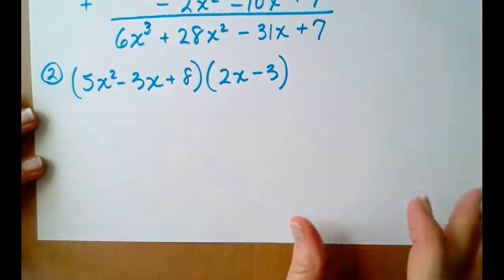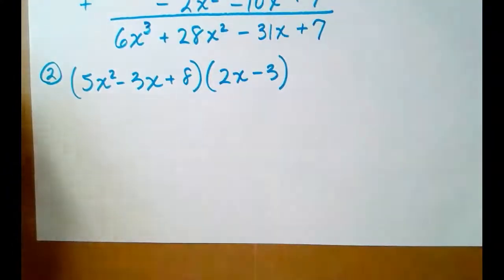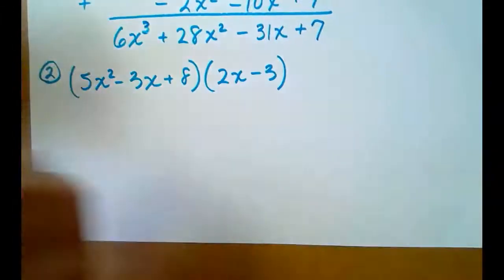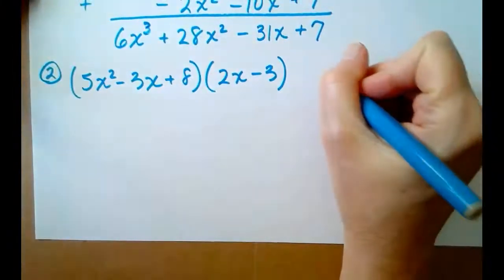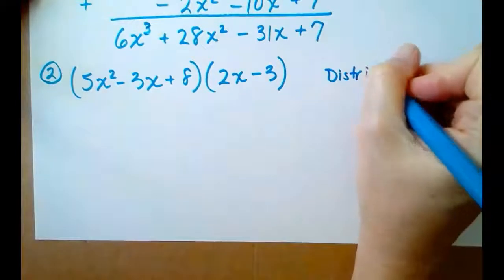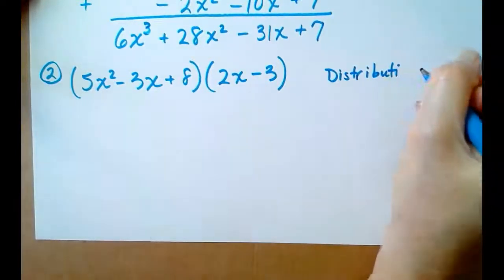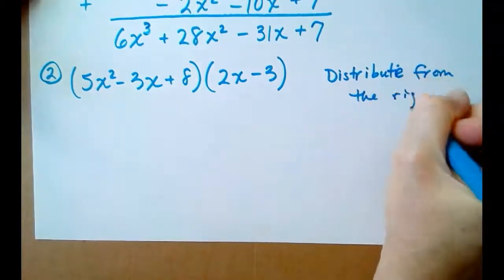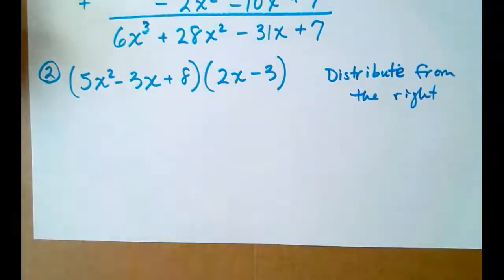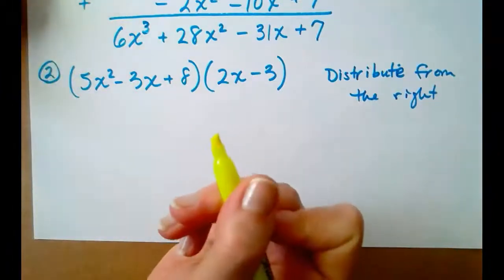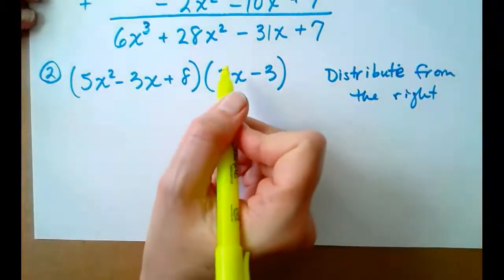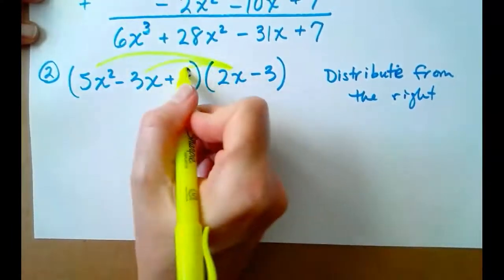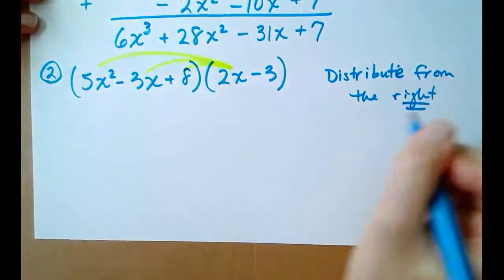Last problem for this video, and notice that I have a trinomial times a binomial. Just a reminder here that you can distribute from the right, because this is multiplication over addition or subtraction. Because multiplication has the commutative property, we can change the order here. So we're still going to multiply using the distributive property, we're just going to do it from the right.